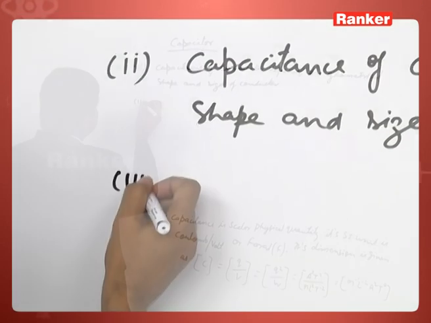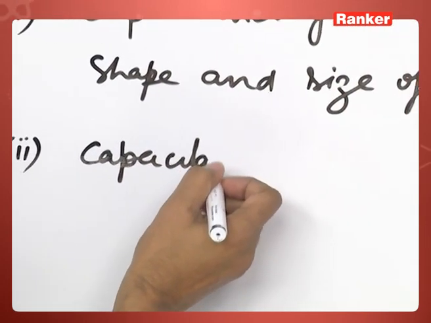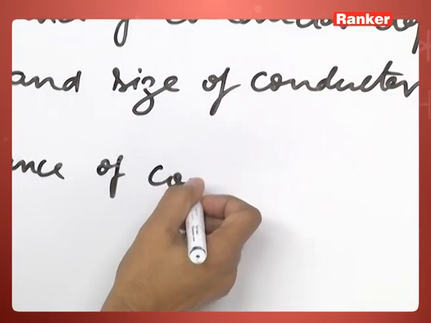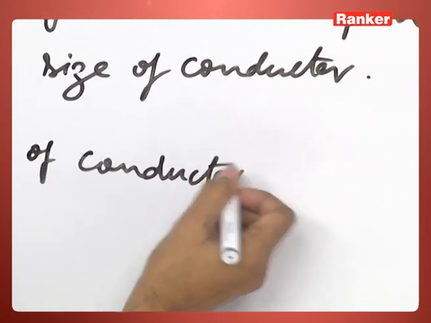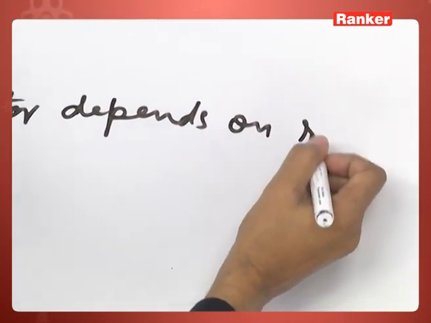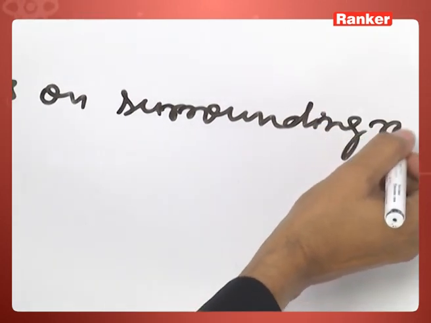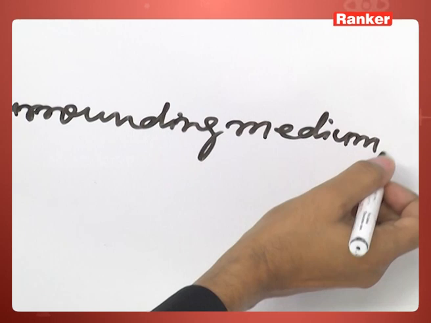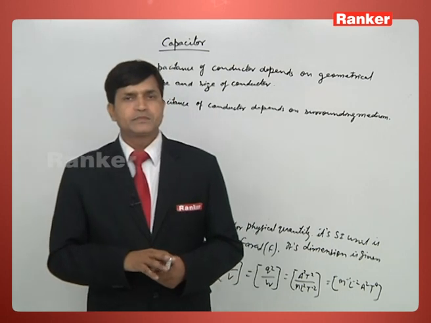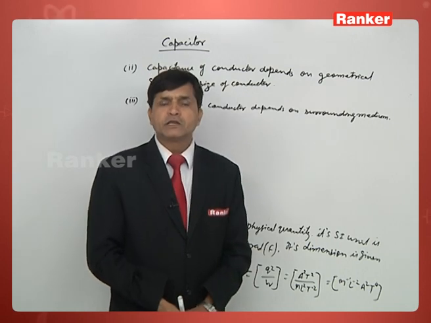Similarly, third point: the capacitance of a conductor depends on the surrounding medium. The meaning of that is, when a conductor is kept in a medium, its capacitance depends on the surrounding medium. Let us see how it depends on the surrounding medium.